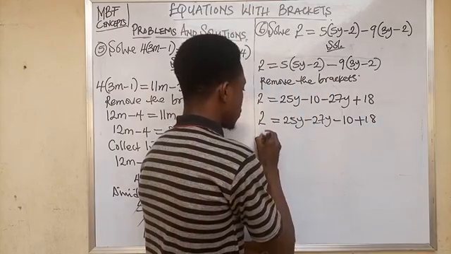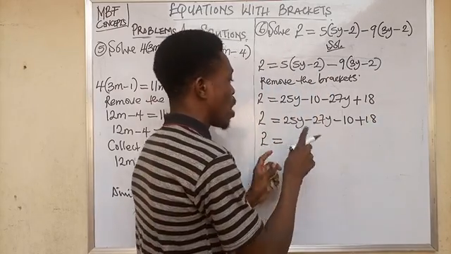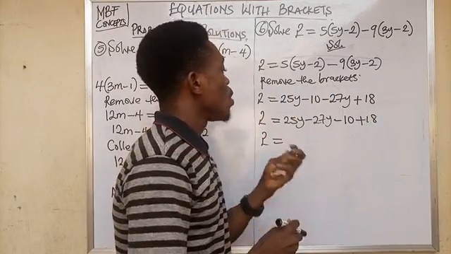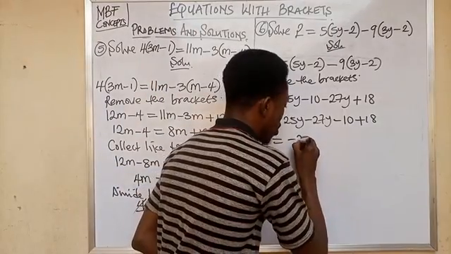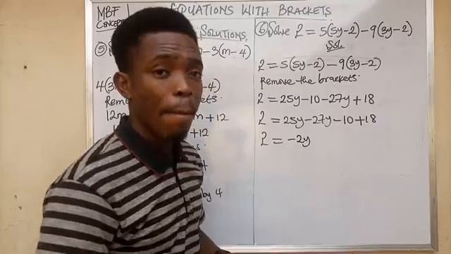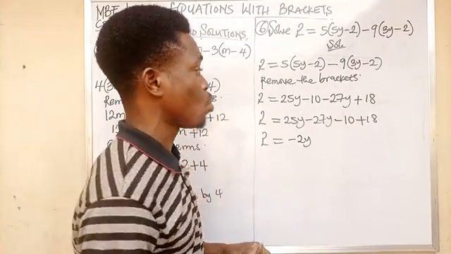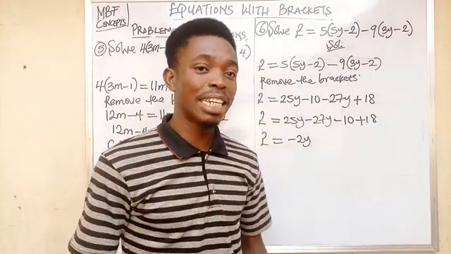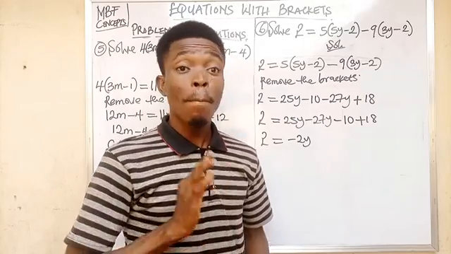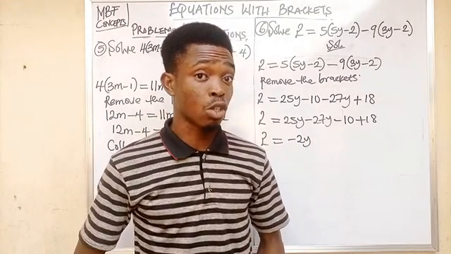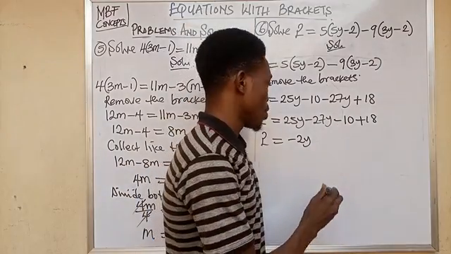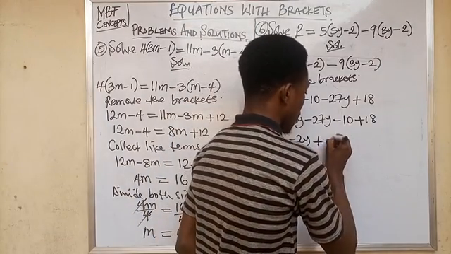Guys, at this point, this would have given us 2 is equal to, when we remove 27y from 25y, this will give us minus 2y. Yes, 25y minus 27y will give us minus 2y. And minus 10 plus 18, we are going to have plus 8. Please, you can input this in your calculator and see the resulting outcome.